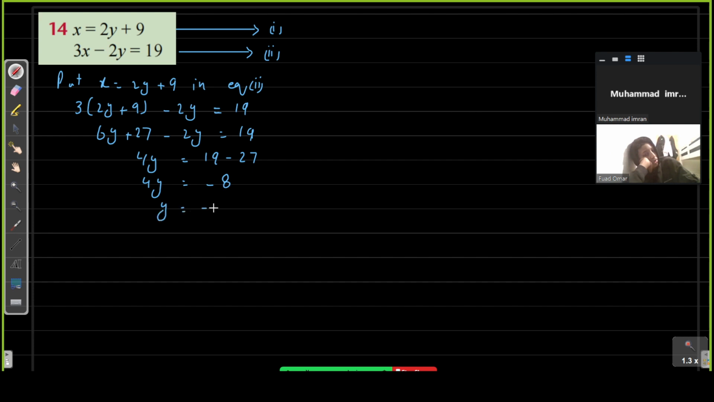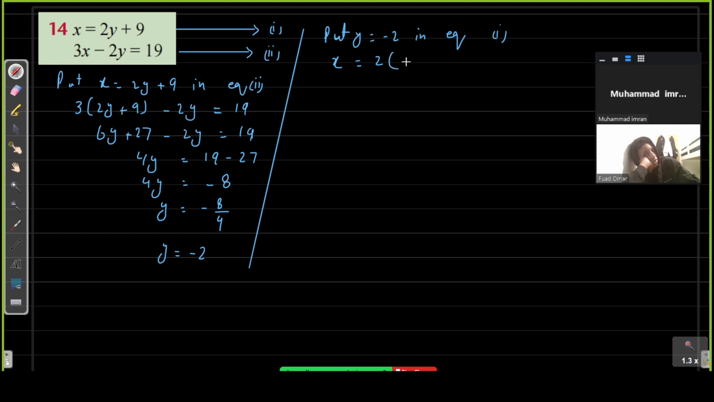So y is equal to minus 8 by 4, which is equal to minus 2. So I'm gonna put y is equal to minus 2 in equation 1. So x is equal to 2 times minus 2 plus 9. So 2 times minus 2 is minus 4 plus 9 is equal to 5. x is equal to 5. So solution is 5 and minus 2.